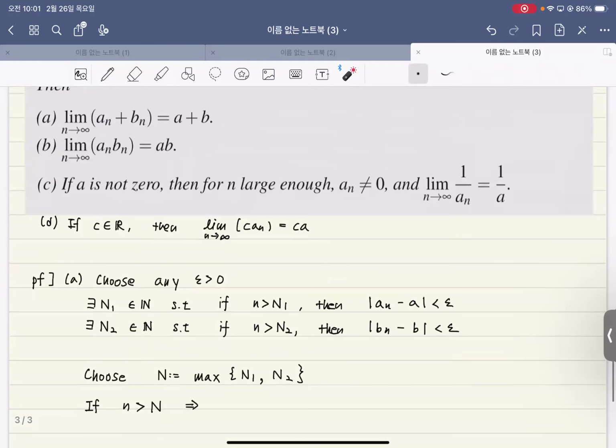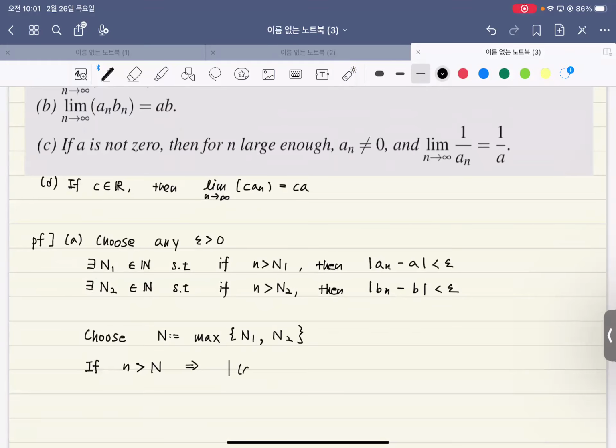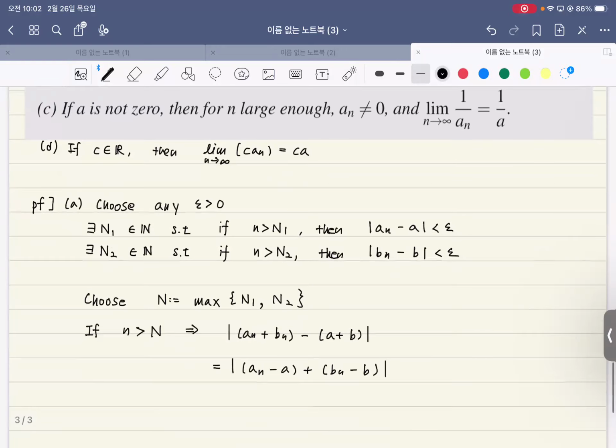now I will need to see the difference between this sequence and its limit: An plus Bn minus A plus B. But I will rearrange the order: An minus A plus Bn minus B. Am I good? Now it's time to use the triangle inequality. This single absolute value is bounded by the sum of these two absolute values. This is the triangle inequality.